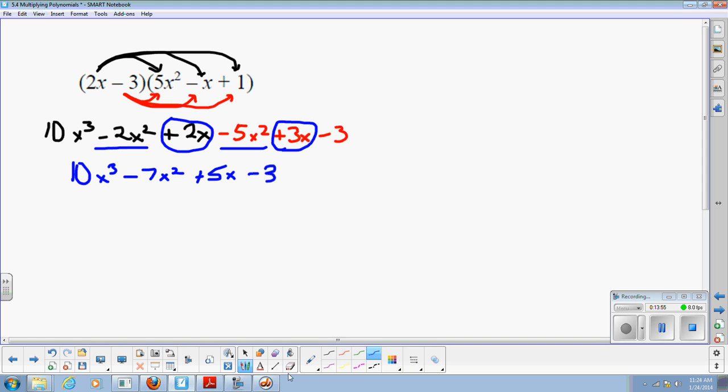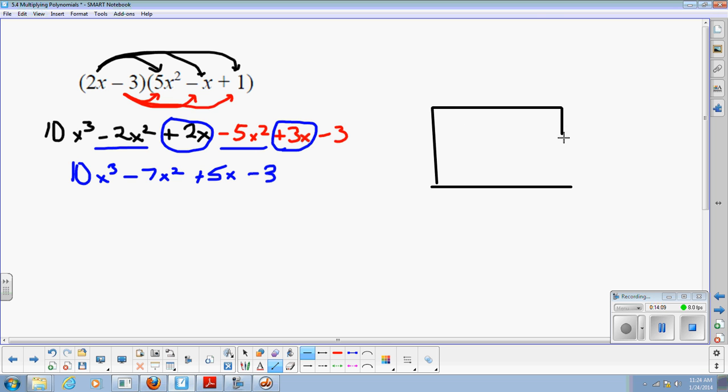Or again, I could also use the rectangle method if I'd like to. And so I'll show you that one here. So I have this, and I'm going to draw this, and I'm going to draw here, and here. I apologize for the lines not being so straight. And since I have a binomial that I'm starting with, I'll draw a line, go down the middle, so I have 2 columns. And since I'm multiplying it by a trinomial, I have to have 3 rows.